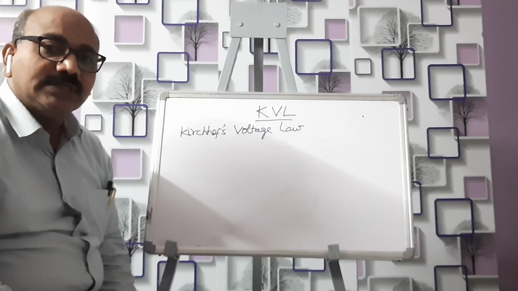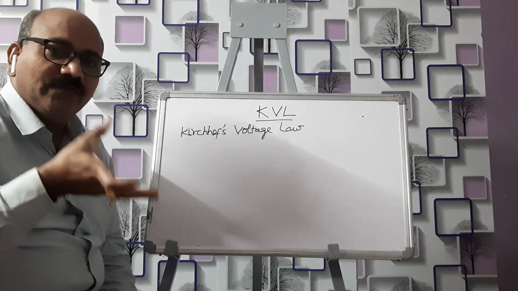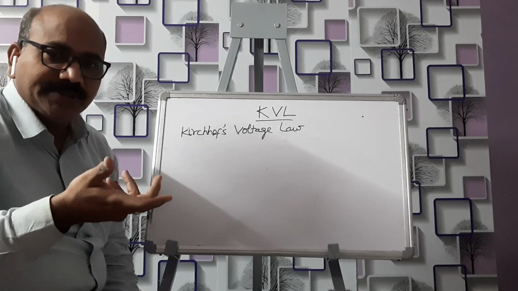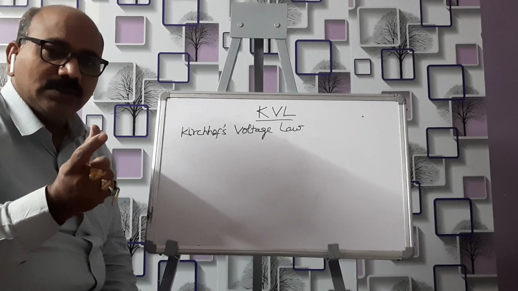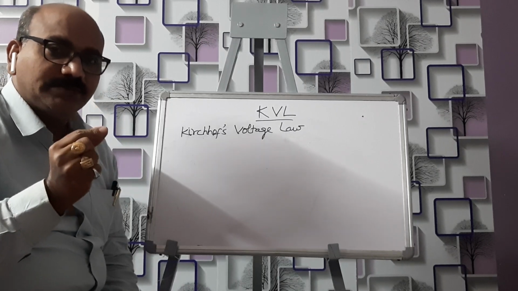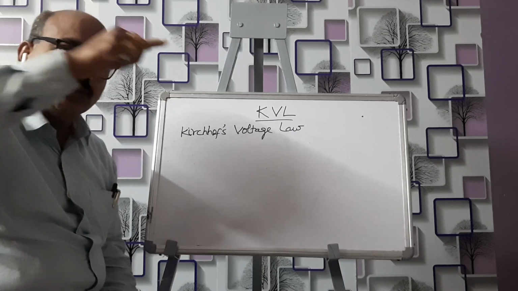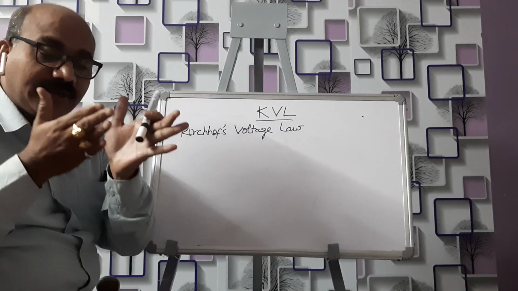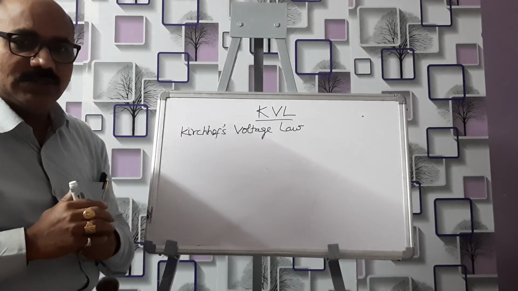Why are we using the term algebraic sum? Because the EMF value may be positive or negative. Similarly, the IR drop also is an algebraic sum. So whenever we use the term algebraic, it means it may be positive or negative. In any closed mesh, the sum of EMFs plus the sum of IR drops is equal to 0.